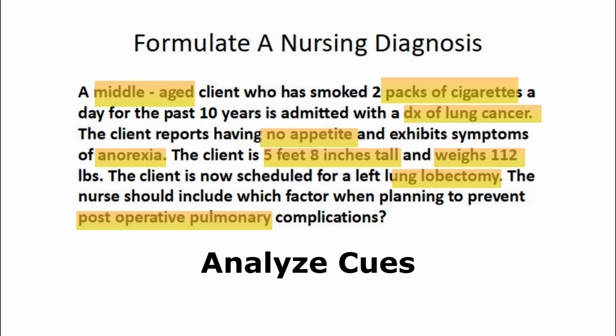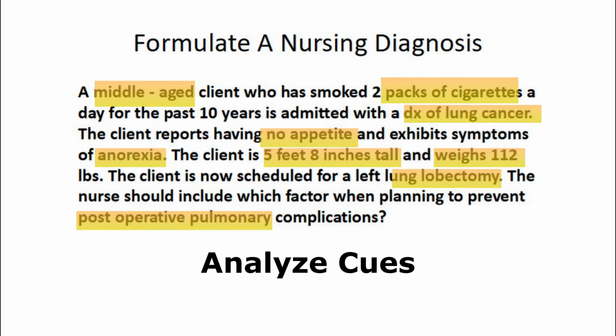And we can see here that we have two possible nursing diagnoses, right? Inadequate nutrition, possibly, and inadequate air exchange or impaired gas exchange. But which diagnosis are we going to use? What exactly is the problem? So keep those two diagnoses in mind: impaired gas exchange and inadequate nutrition.